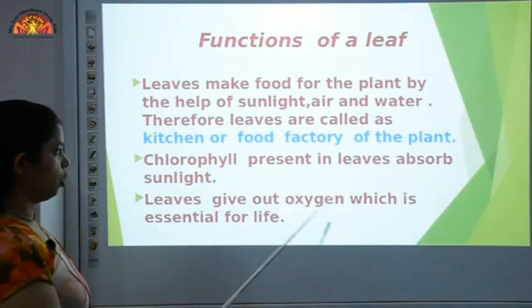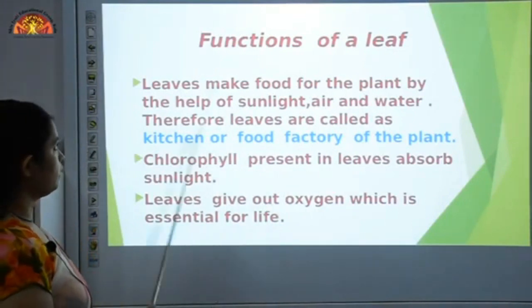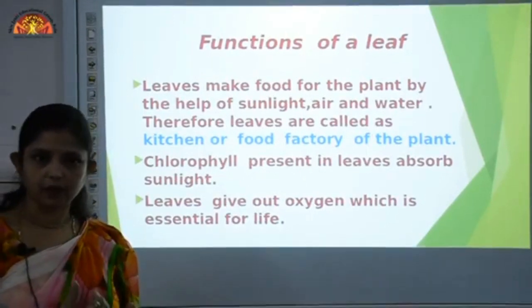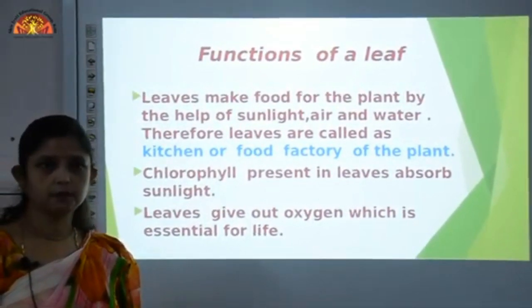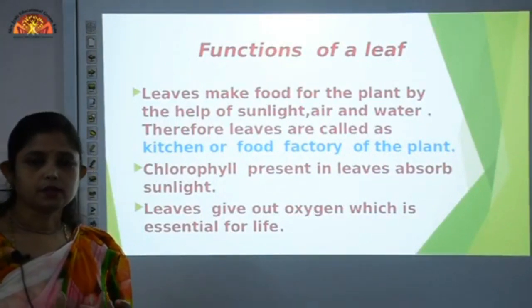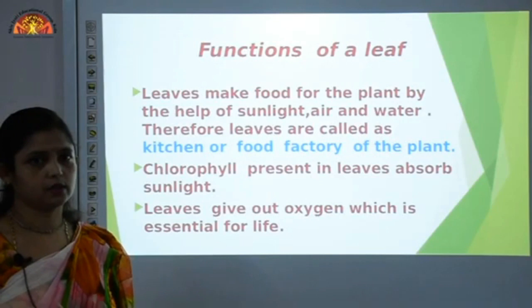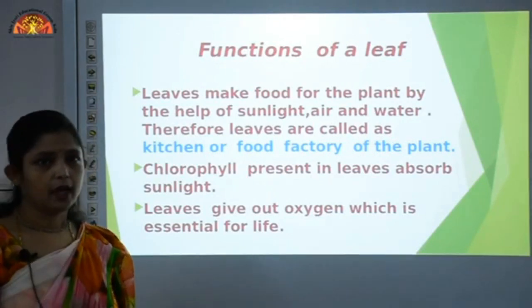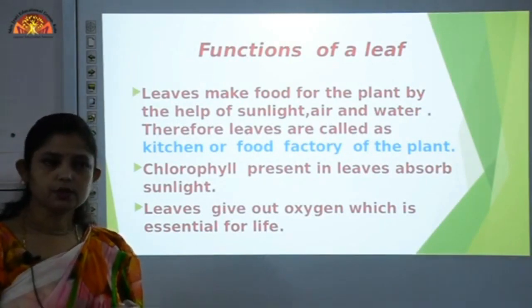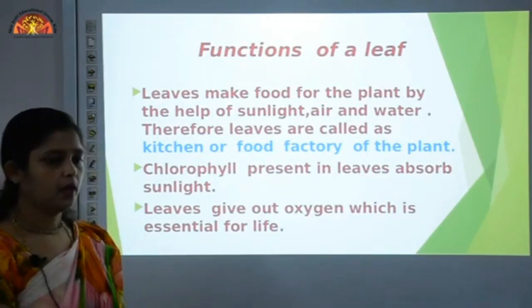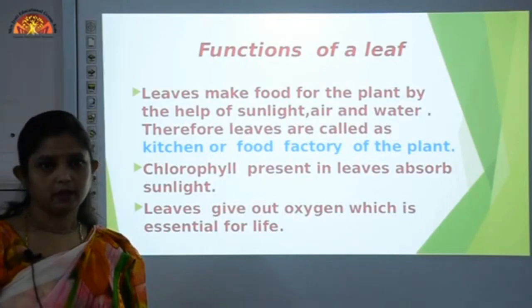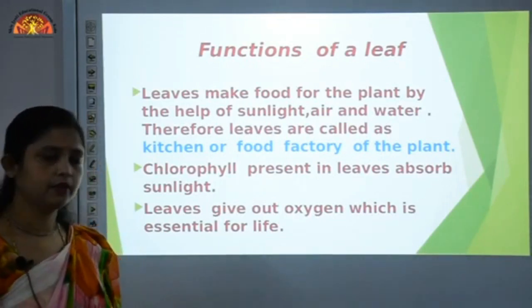Then leaves give out oxygen, which is essential for life. Now when leaves prepare their food, they take the carbon dioxide from the air and water from the soil and they convert it into food. When they convert it into food, oxygen is also produced in this process, and as I have told you, there are tiny holes called stomata. Through those stomata, this oxygen is given out, and this oxygen is very essential for us as we need this oxygen for breathing. It makes all the living things alive.